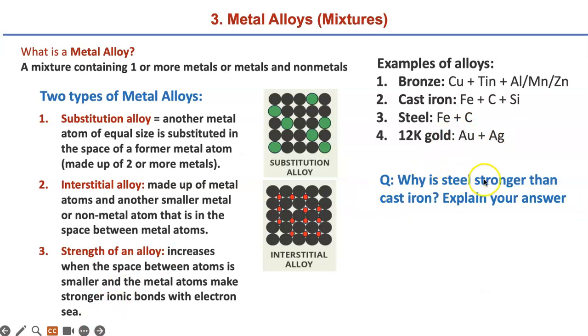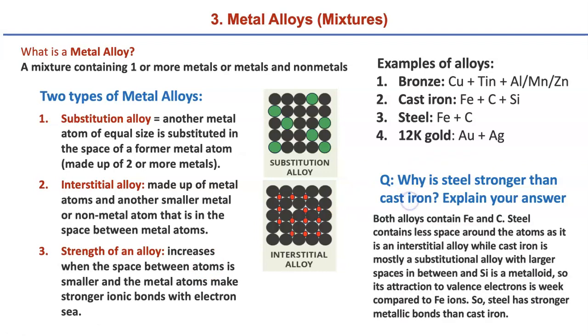So why is steel stronger than cast iron? And explain your answer. So you would say that they are both made out of iron and carbon, but in steel you don't have silicon. Silicon is not a metal. So the valence electrons of silicon will not be sent into the neighborhood, and there wouldn't be strong metallic bonds where the iron atoms are hanging out with silicon, because silicon is a metalloid. It doesn't really behave like a metal.